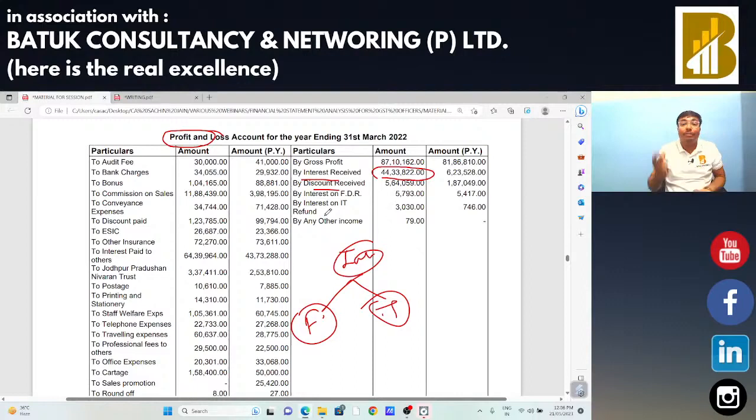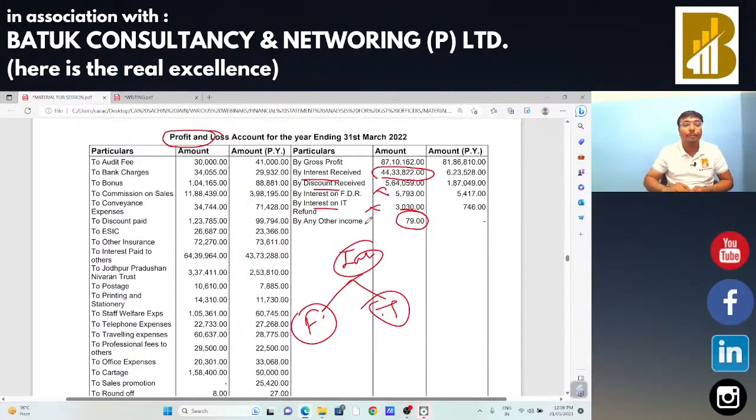We need certain documentation, and this is completely based on the nature of the particular business. Interest on FDR, there is no question of GST. Interest on IT refund, there is no question of GST. Any other income is 79 rupees, so we are not going to do that. But if the amount is huge, in that case we are going to analyze what the nature of this type of income is.